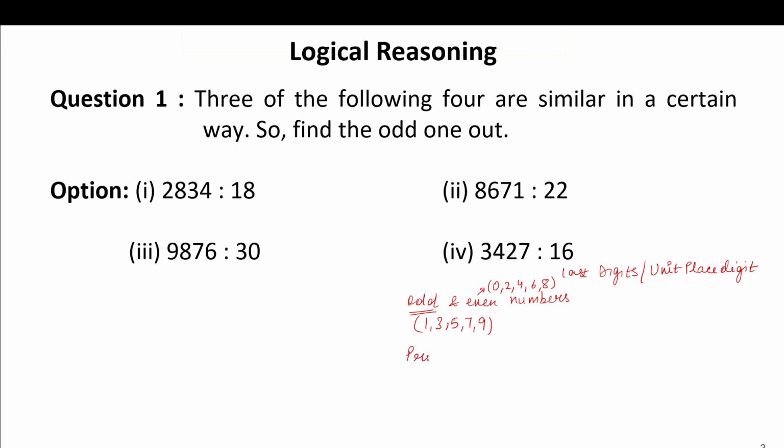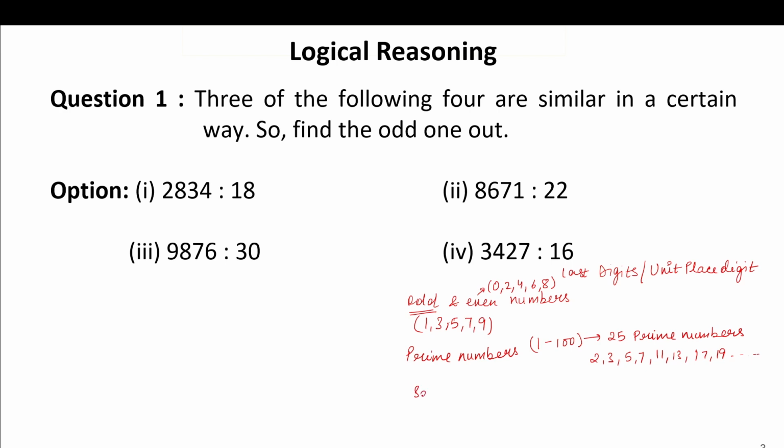Then you should know what prime numbers are. Prime numbers are numbers whose factors are 1 and the number itself. And you should know at least the prime numbers between 1 to 100. Between 1 to 100, there are 25 prime numbers. What are your prime numbers? 2, 3, 5, 7, and then 11, 13, 17, 19 and so on. These are your prime numbers.